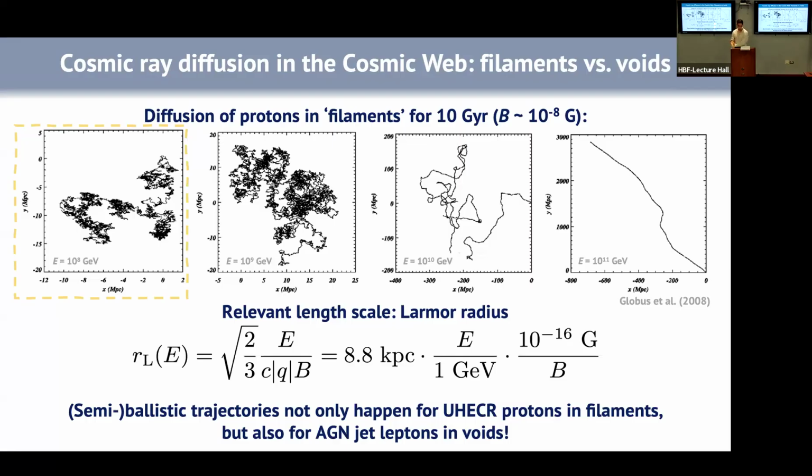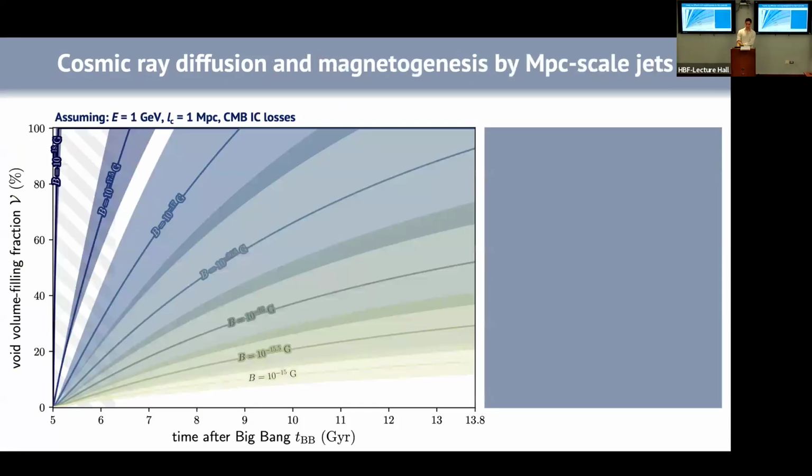So that's sort of the regime that we'd be in. If you then calculate that for a large population of these electrons and positrons, you assume them to have an energy of 1 GeV, and you assume them to diffuse through a void. If the field strength in the voids is initially low, then these particles can travel almost ballistically and reach a 100% filling fraction in a short amount of time.